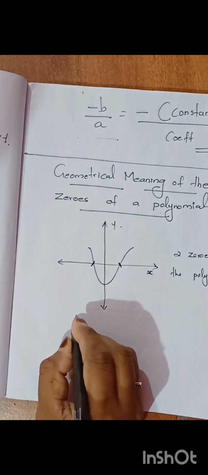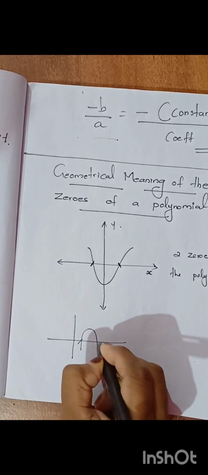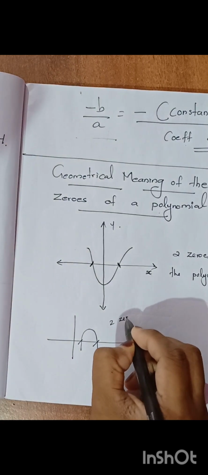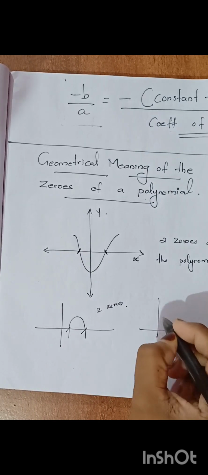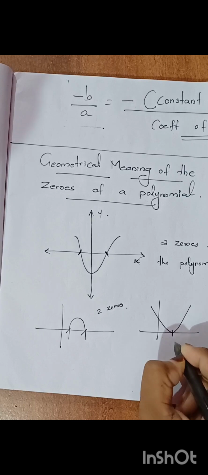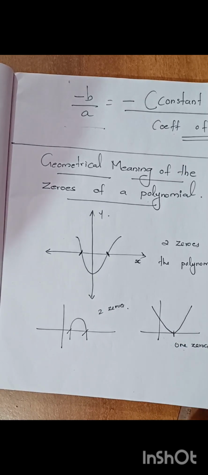And what about this one? If it is like this, here also it is intersecting the x-axis at 2 points, here also 2 zeros will be there. And if it is like this, here it is intersecting at only 1 point, that means it has only 1 zero of the polynomial.